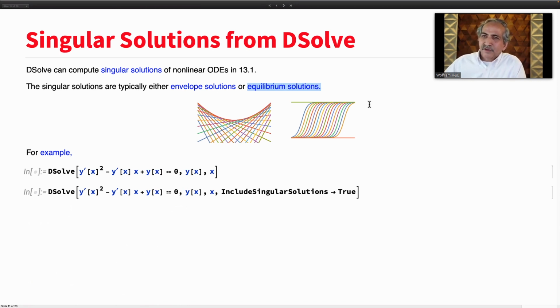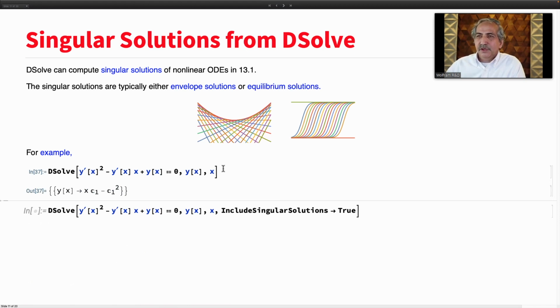So if we just do a DSolve for a nonlinear first order ODE like this one over here, then what you get back is just the general solution. In fact, this is exactly the solution over there. It's a family of straight lines depending upon C1. As you vary C1, you get the different solutions over here. Then you could say IncludeSingularSolutions goes to True. And now we get back that additional parabolic solution.